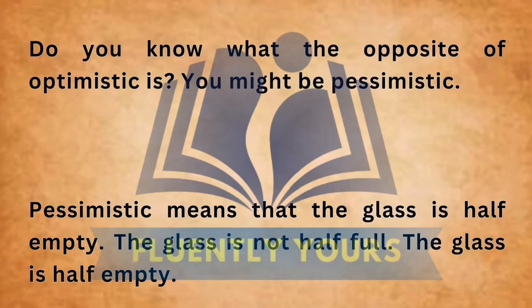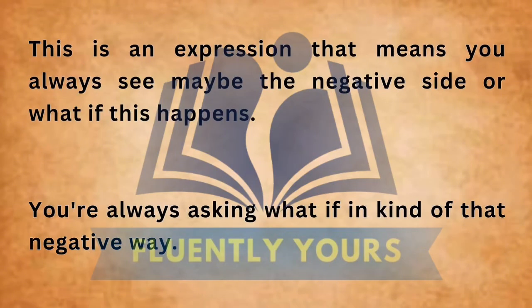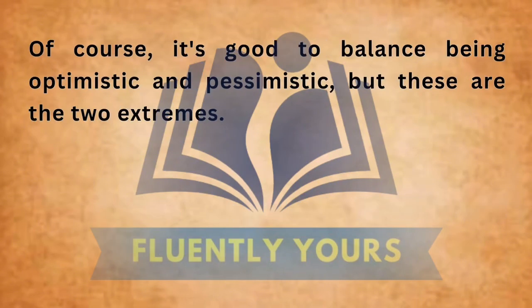Do you know what the opposite of optimistic is? You might be pessimistic. Pessimistic means that the glass is half empty. The glass is not half full. The glass is half empty. This is an expression that means you always see maybe the negative side or what if this happens. You're always asking what if in kind of that negative way. Of course, it's good to balance being optimistic and pessimistic, but these are the two extremes.